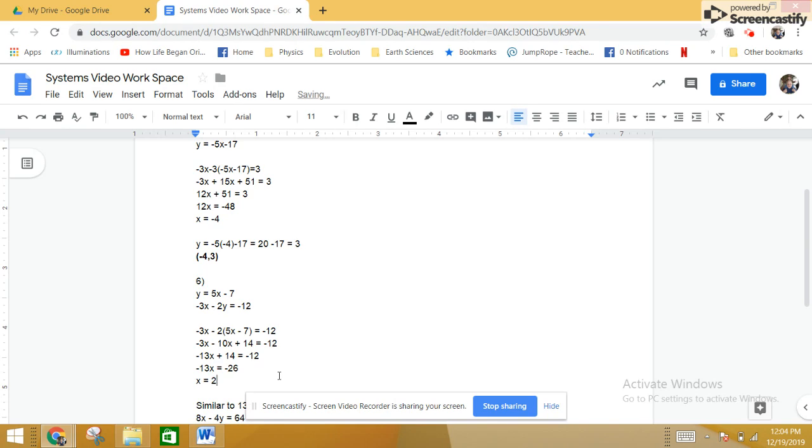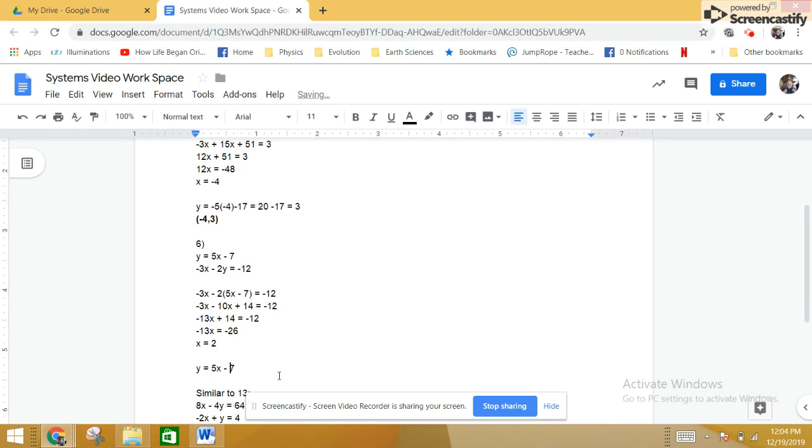Once I know that x is 2, I can plug x into here or into here. This is going to be my easier place to plug it in. And I bring that down here, and I replace x with 2, and I end up with 5 times 2 is 10, minus 7 equals 3. So my solution is x is 2, y is 3.